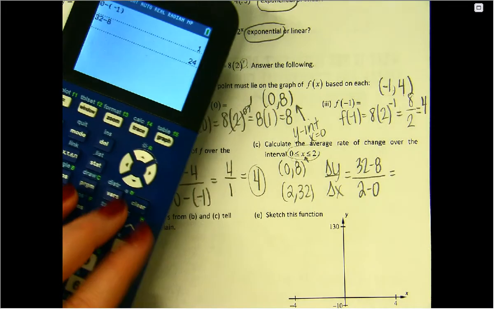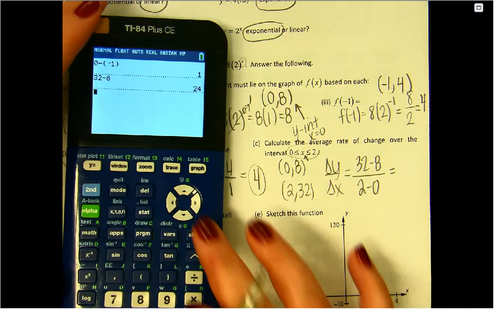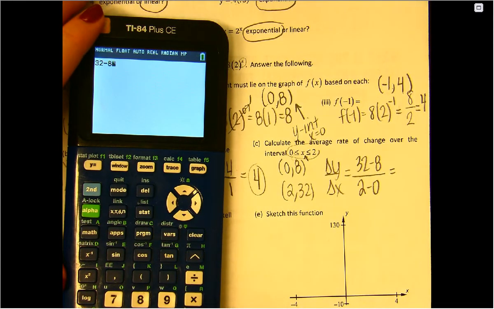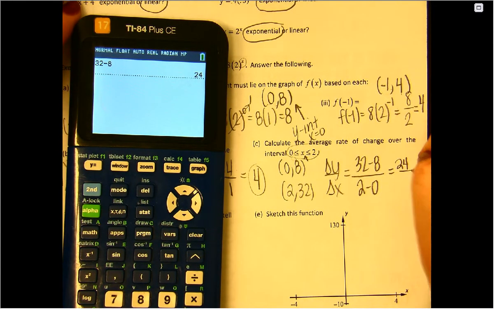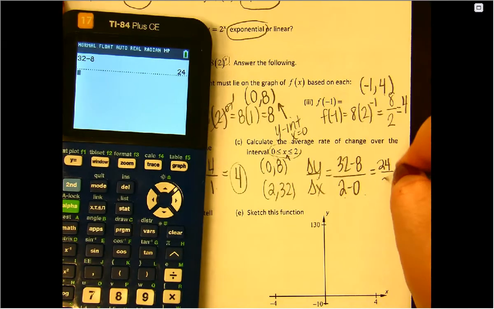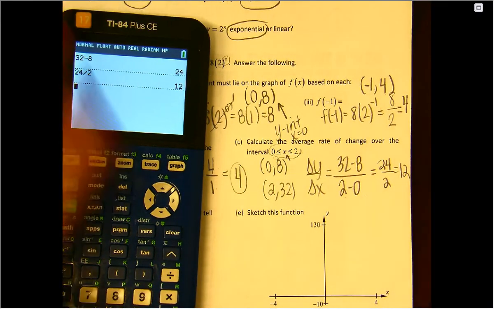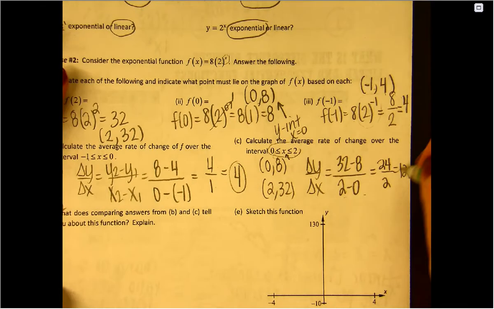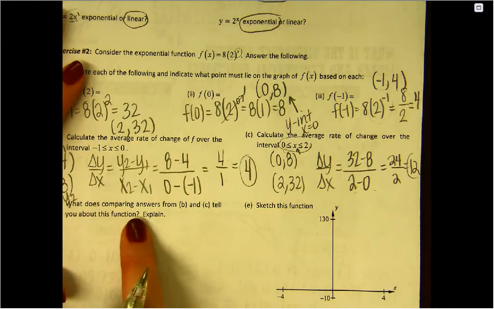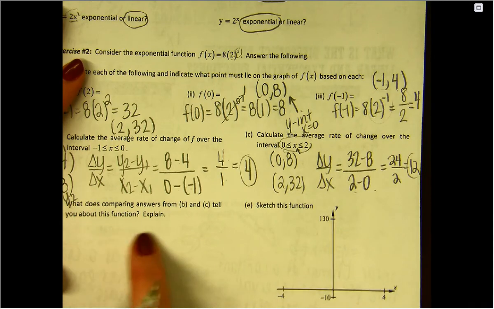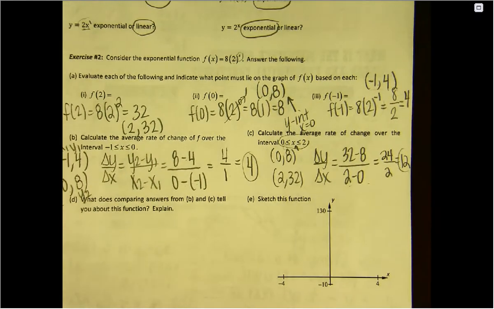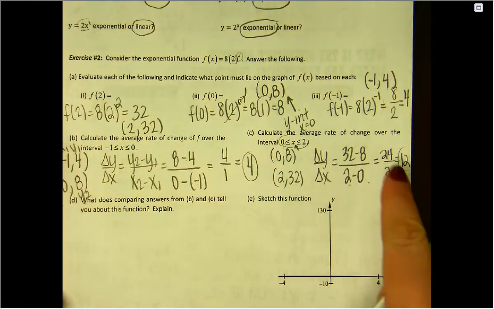Let's put that in our calculators. I have 32 minus 8 on top, so I have 24. 2 minus 0 is 2. 24 divided by 2 is 12. Okay, so what does comparing the answers from B and C tell you about this function? Alrighty, well, 4 and 12.